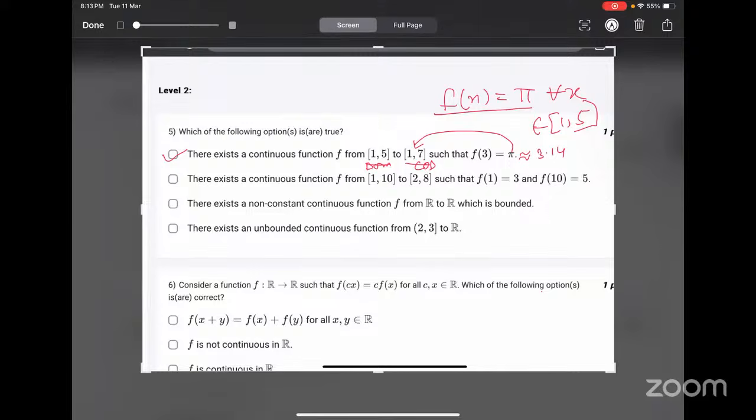Ma'am, maybe it may be a parabola or an x power 3 function. Yeah, like do you have the specific equation of the function? No, ma'am. Anyone? No, ma'am, I couldn't figure it out.